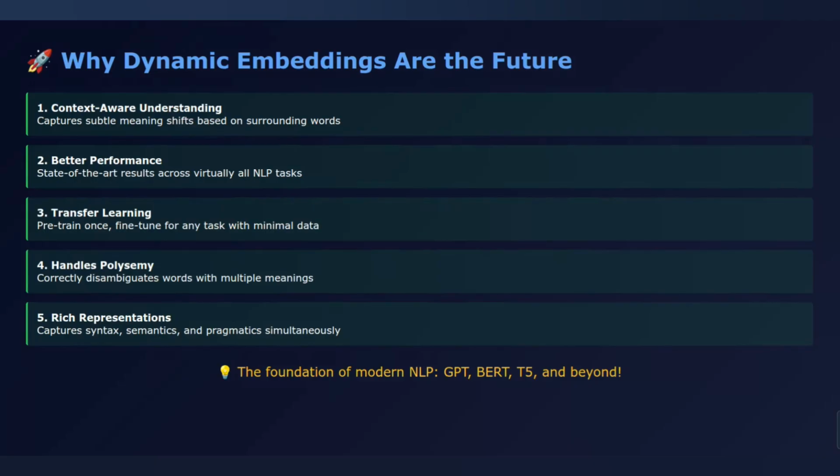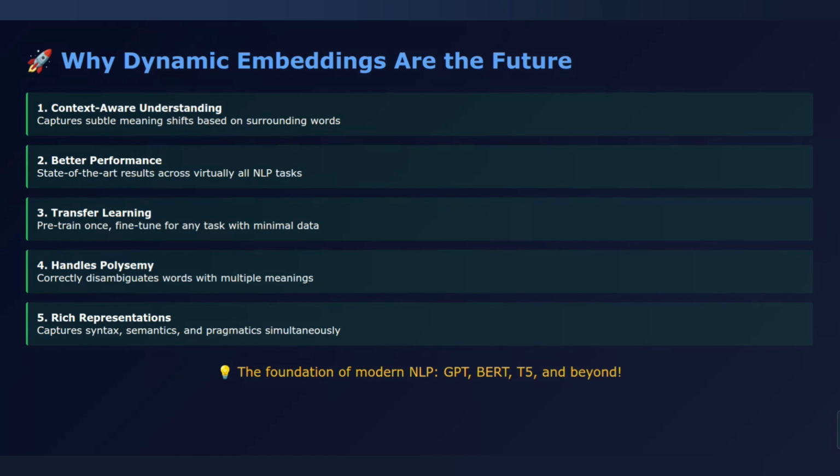Number 1, context-aware understanding. They capture subtle meaning shifts that static embeddings completely miss. Number 2, better performance. They achieve state-of-the-art results across virtually every NLP benchmark. Number 3, transfer learning. You can pre-train once on massive amounts of text, then fine-tune for any specific task with minimal data. Number 4, they handle polysemy beautifully, correctly disambiguating words with multiple meanings based on context. And number 5, rich representations that capture syntax, semantics, and pragmatics all at once.